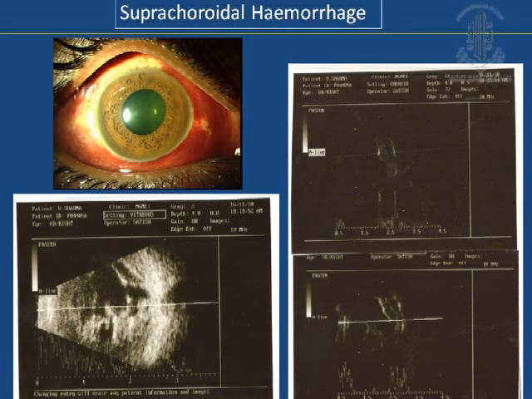Another patient, a similar picture at low gain of the choroid, and you can see that this is a typical dome-shaped elevation in the choroidal mode, and that's a suprachoroidal hemorrhage.